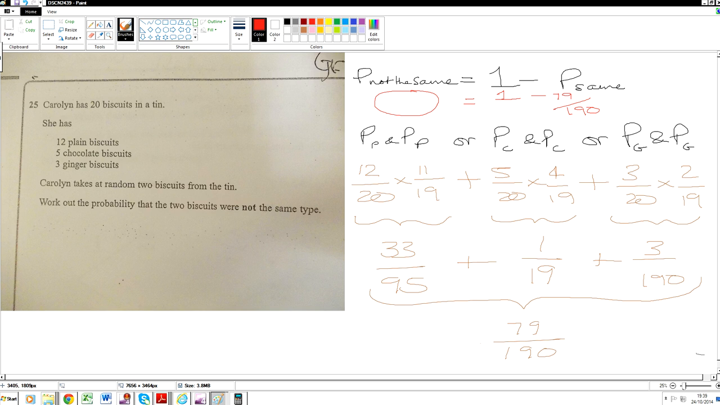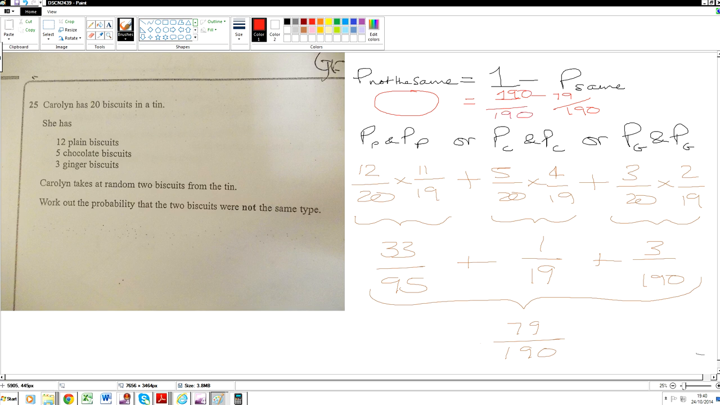Yeah, but what if it's non-calculator? Okay, this is on a calculator paper. But still, in 1, how many 190s do you have in 1? 190 over 190. So you can replace the 1 with 190 over 190.